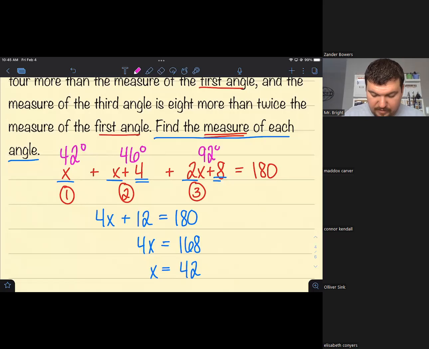And notice how I'm putting degree symbols next to each of them. And then an obvious double check of our answer would be just to add these 3 up and make sure you get 180. 42 and 46 makes 88, and 88 and 92 do add up to 180. So that makes sense. We have our correct answer.